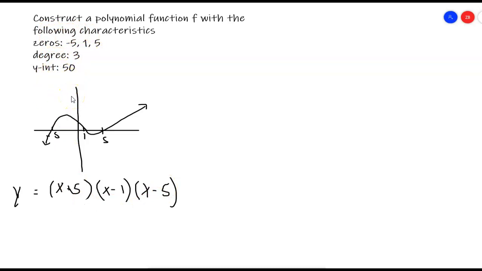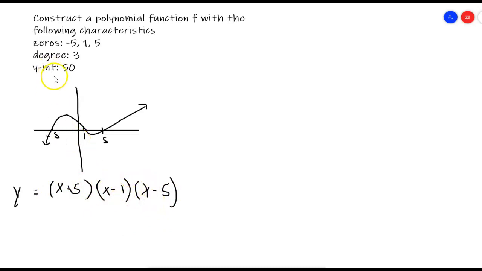Now, let's look at the other 2 criteria. The next one says we want the degree to be 3. Well, that's great, because when we multiply all 3 of these factors together, the largest exponent that we're going to have for a variable is going to be x cubed. So it already fits that criteria, so we don't need to do anything else. We can always check that by multiplying all the variables of those factors together, and that'll give us the highest degree of variable.